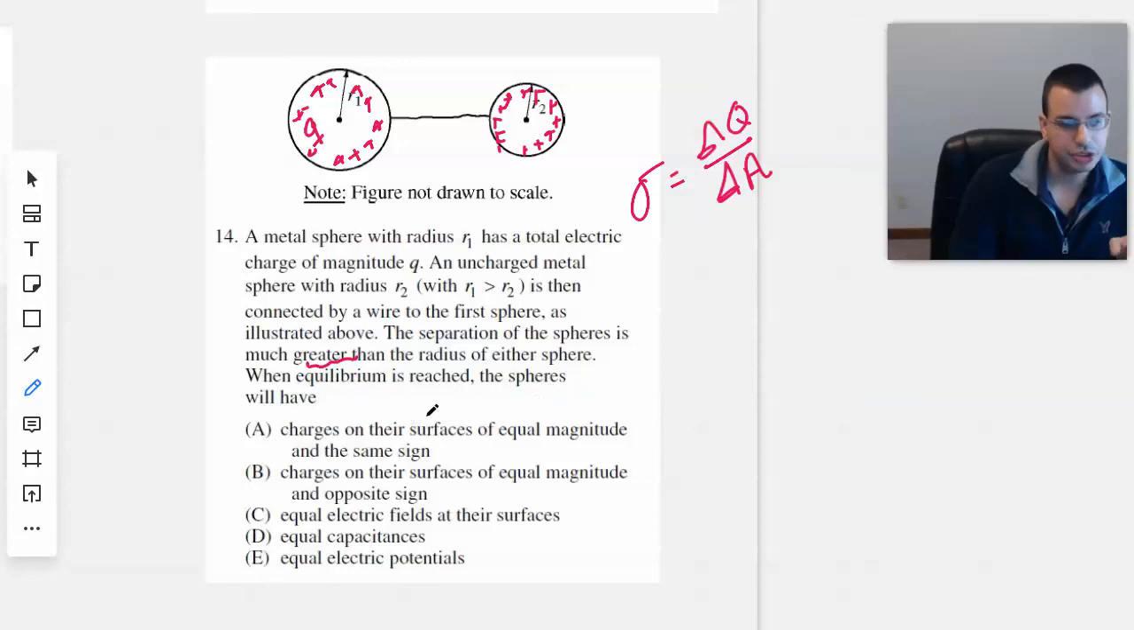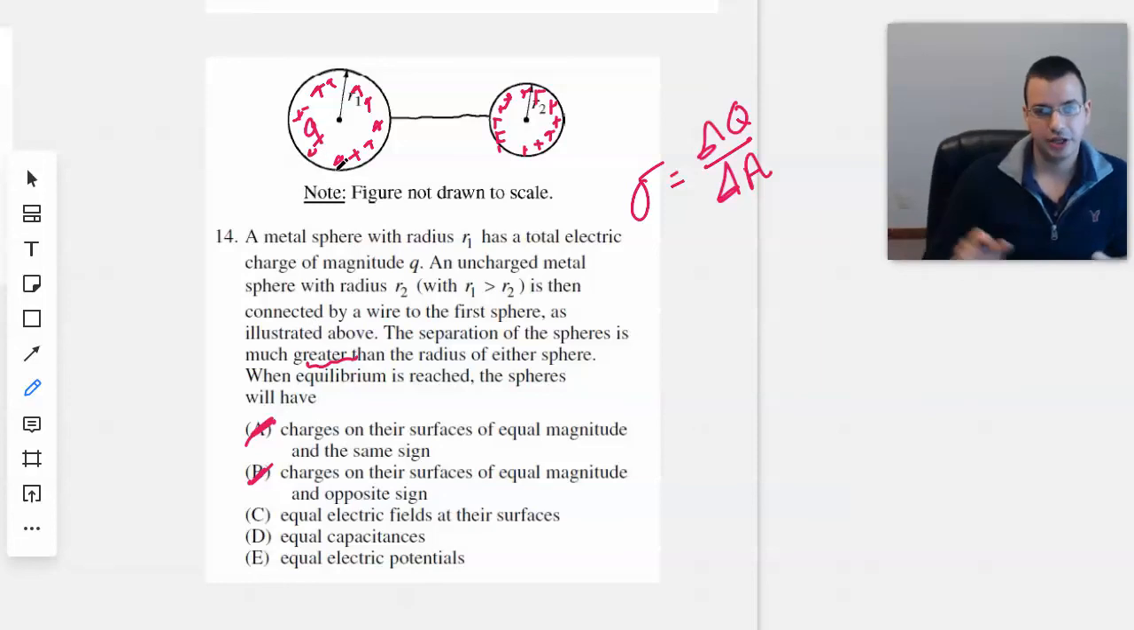When equilibrium is reached, spheres will have charges on their surfaces of equal magnitude and the same size. No. The magnitude, the number of charges on each sphere will be different. I'm not sure how different, but they will be different. Charges on the surface will be equal magnitude, opposite signs? Nope. They will all be, because all you're dealing with is either all positives or all negatives. They will disperse and be the same sign. So that part's definitely wrong.